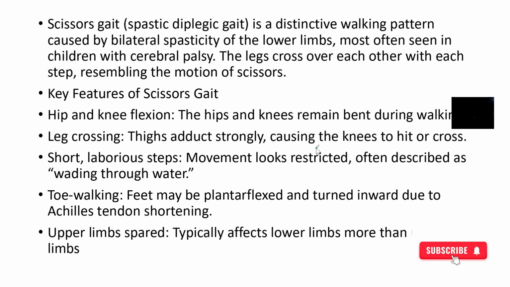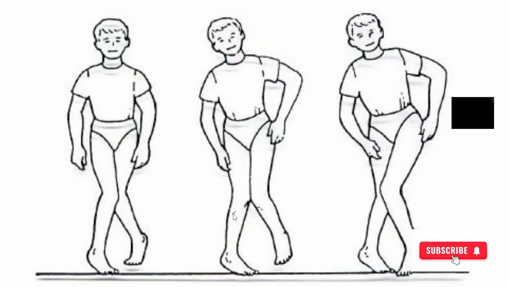Okay, scissors. So what are the characteristics? Hip and knee flexion: the hips and knees remain bent during walking. Leg crossing: the thighs will cross, so the knees will be hitting each other, and the person is taking very, very small steps as if they are wading through water. Toe walking: the feet may be plantar flexed and turned inward due to Achilles tendon shortening. The upper limb is spared; it typically affects the lower limb, and any abnormal movements in the upper limb are probably just because you're trying to balance.